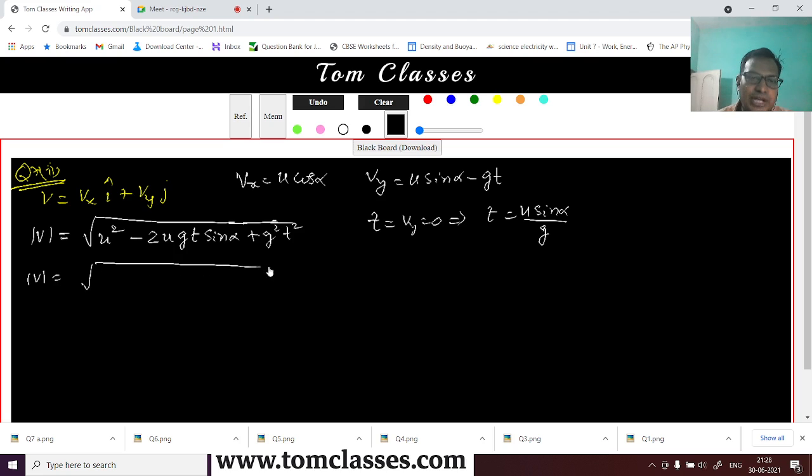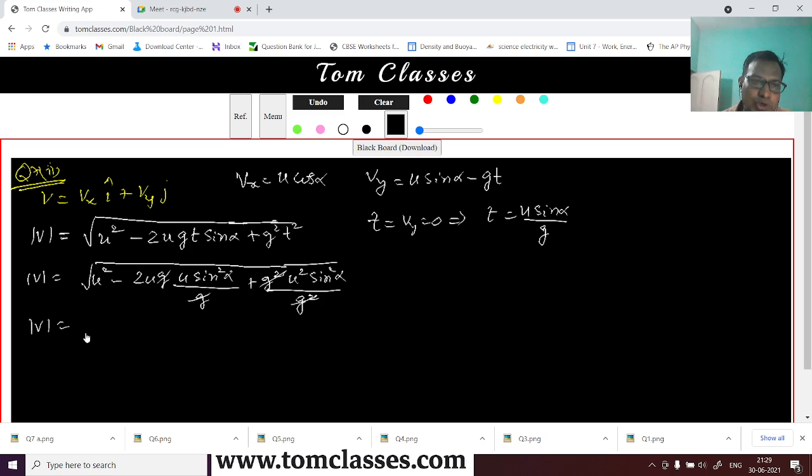Let's see. The magnitude of the final velocity component will be the same because of symmetry, right? So u square minus 2u g times u sine alpha upon g, plus g square times u square sine square alpha upon g square. So this is gone, and this is also gone. This is going to be a simple value: u square minus 2u square sine square alpha plus u square sine square alpha, so it is minus u square sine square alpha, right?